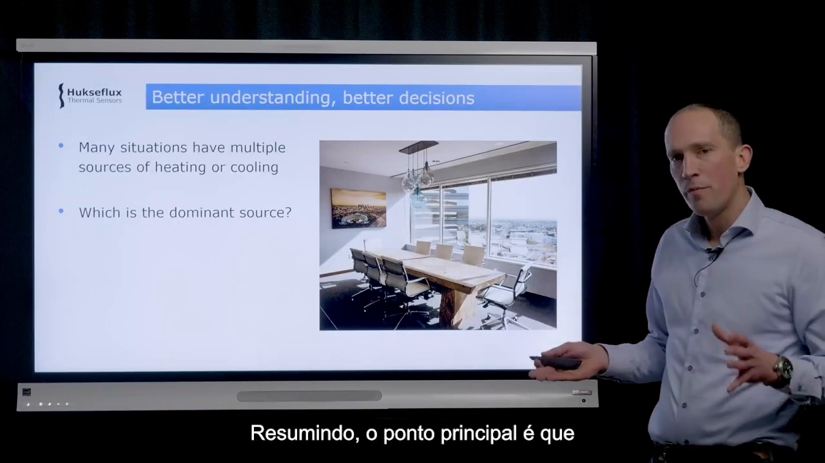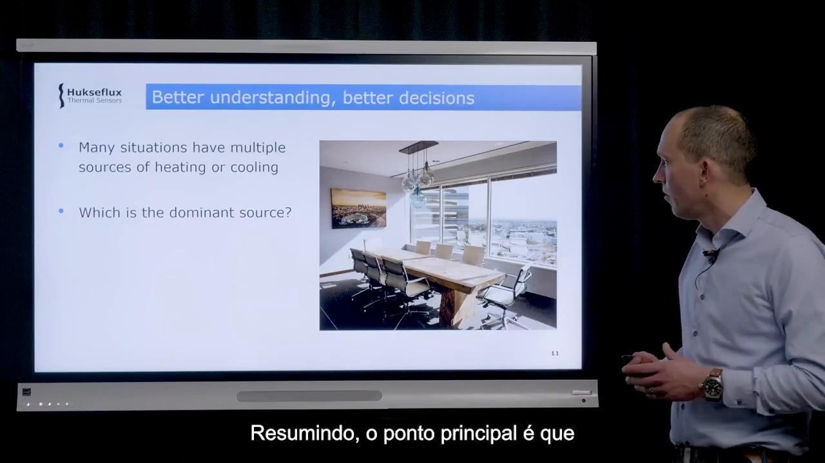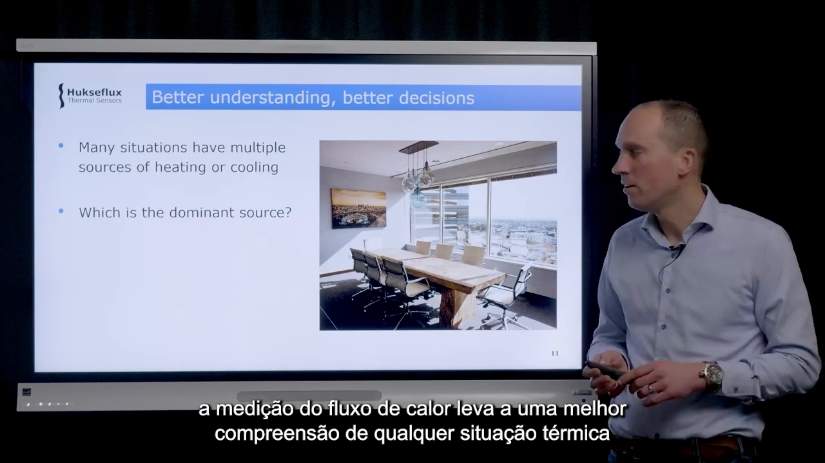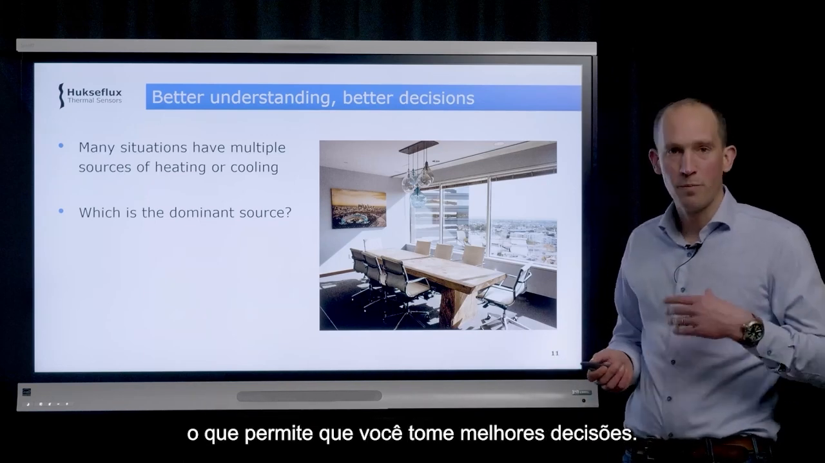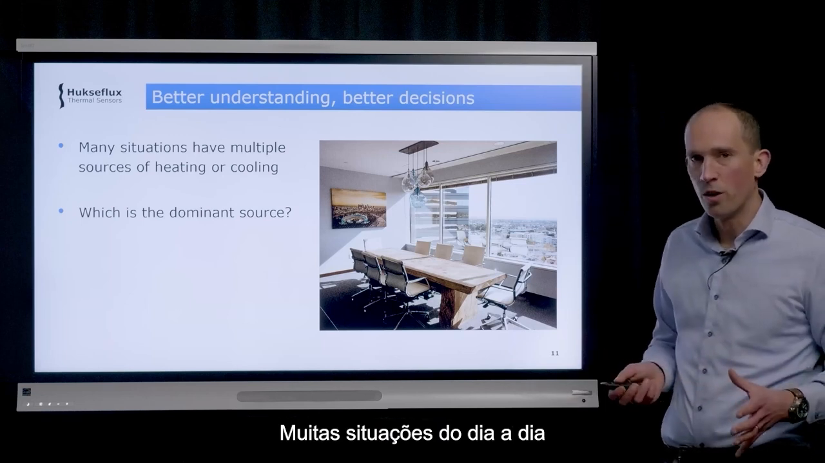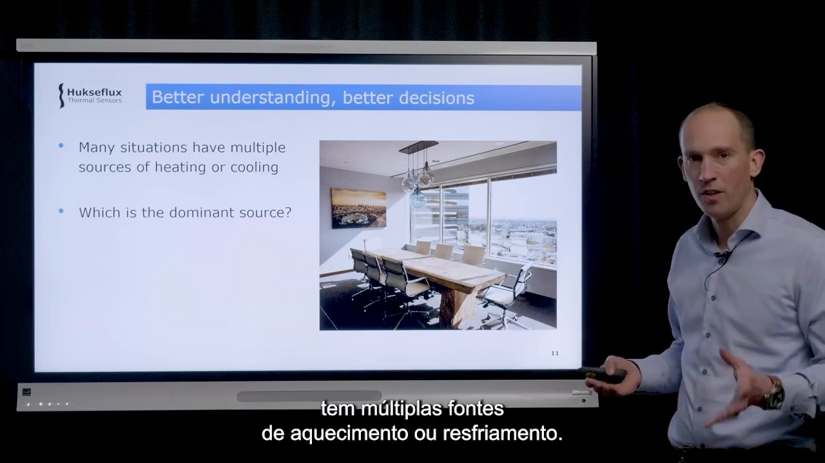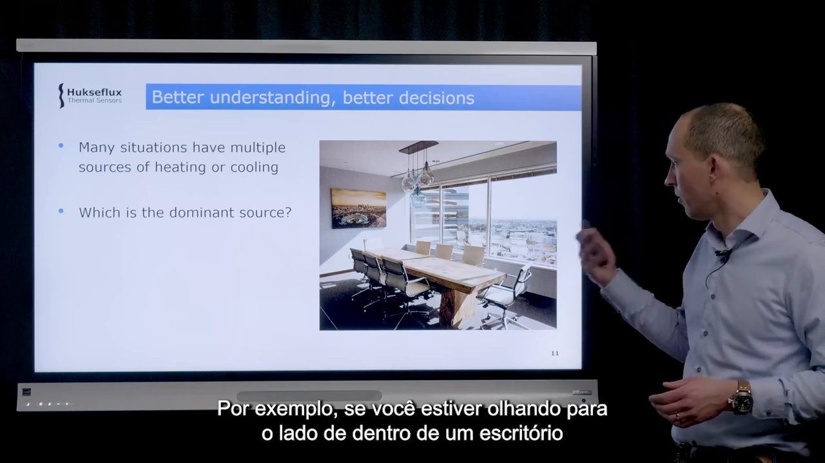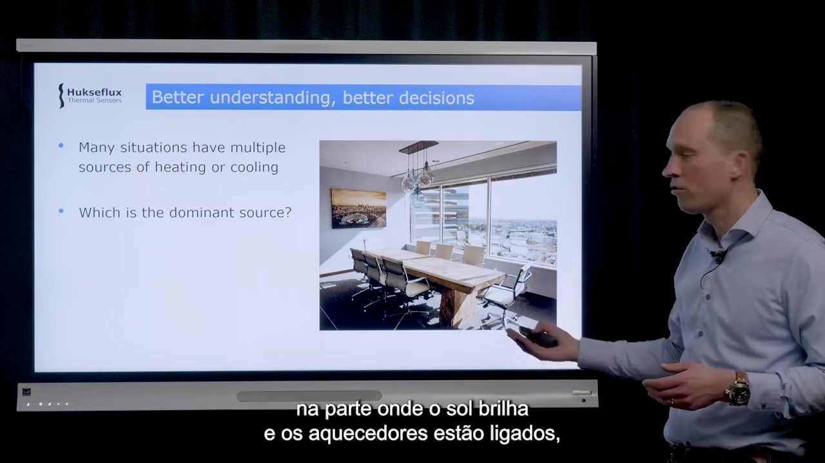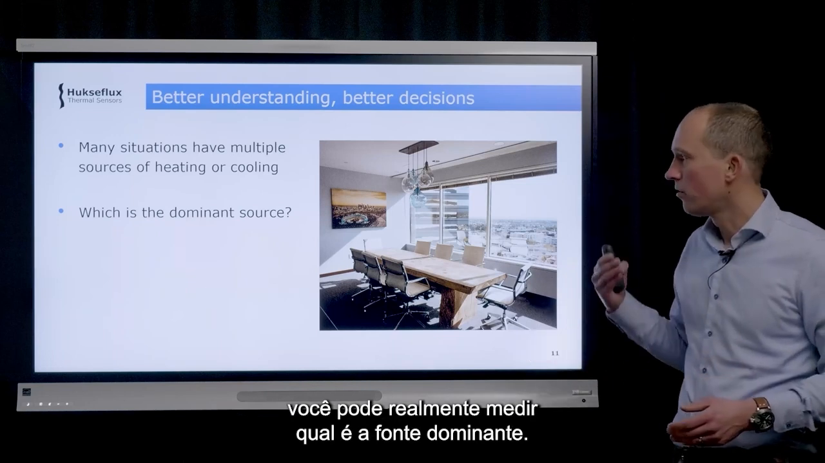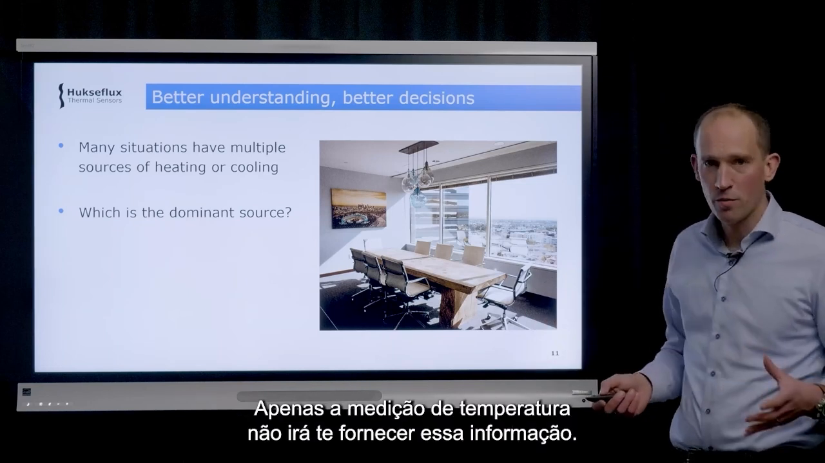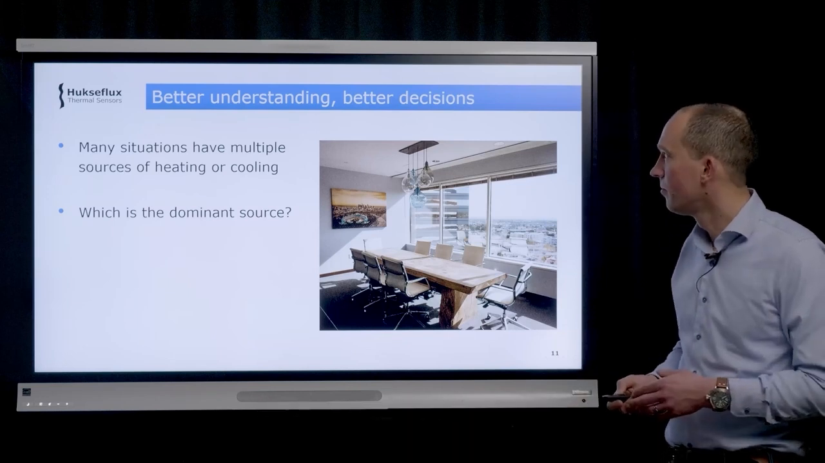So to summarize, the main point is that a measurement of heat flux leads to a better understanding of any thermal situation, which allows you to make better decisions. Many situations in the real world have multiple sources of heating or cooling. For example, if you're looking at an indoor office environment where the sun is shining in and the heaters are turned on, you can actually measure which is the dominant source. Just a temperature measurement will not give you this information.